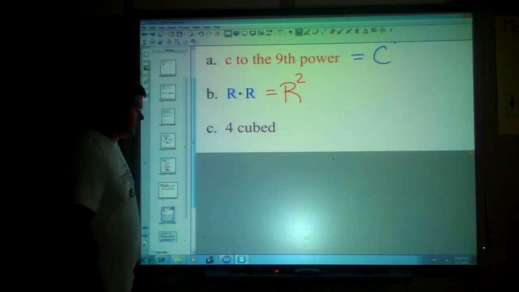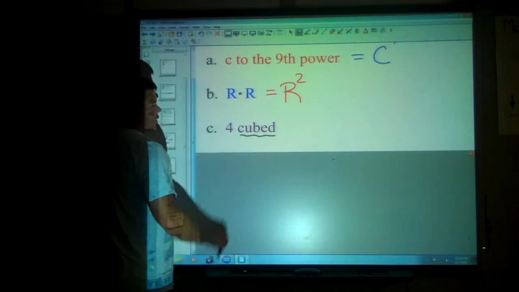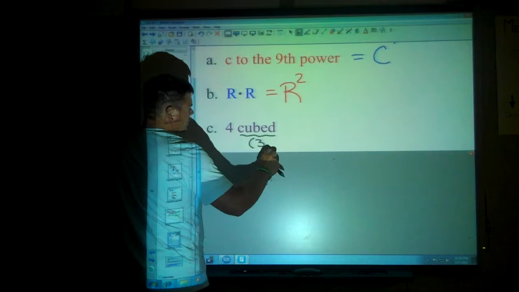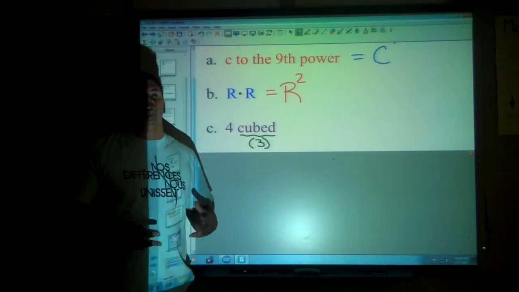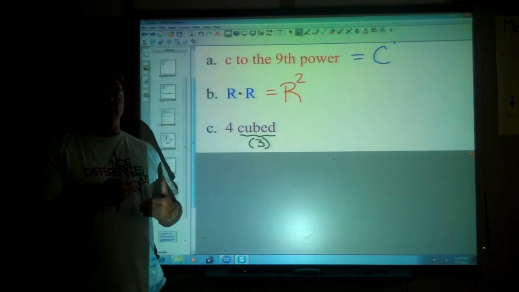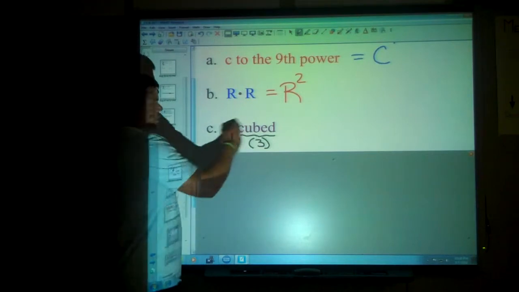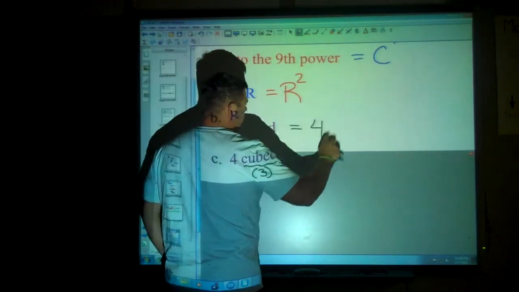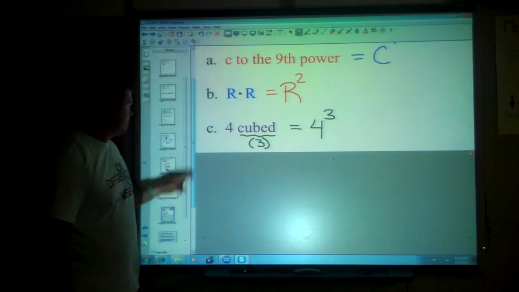4 cubed. Now, this is a different word. Not everybody knows what that means. It basically represents 3, because a cube is a 3-dimensional object. Whenever we find the volumes of different shapes, we always say that the units are cubed. So this represents 3. 4 cubed is going to be 4 to the 3rd power, which again does not mean 12.